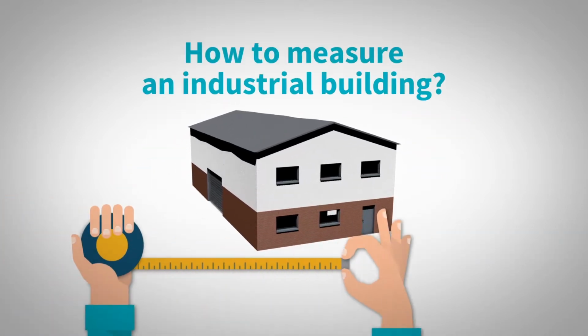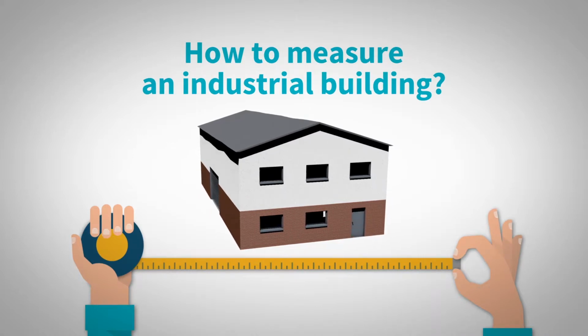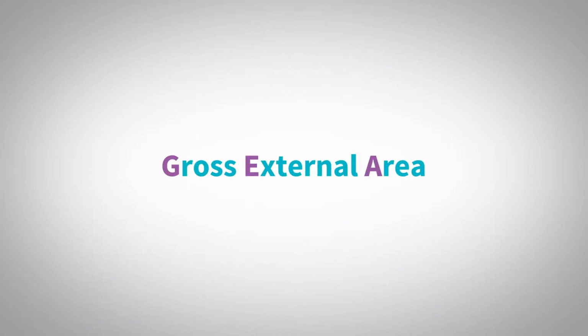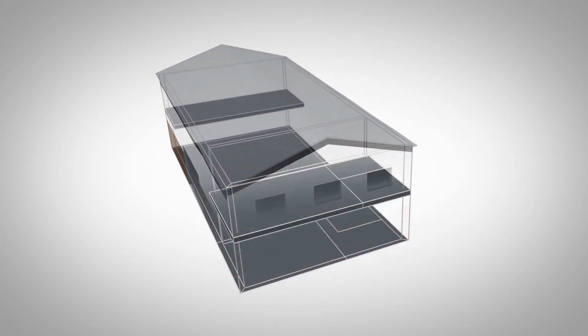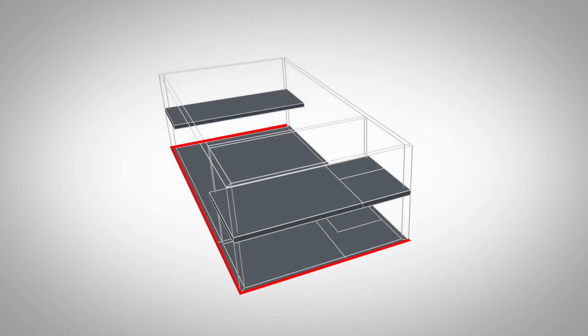to measure an industrial building. Industrial buildings are measured on a gross external area basis, often referred to as GEA. Gross external area is the area of the building measured from the outer face of the external walls.